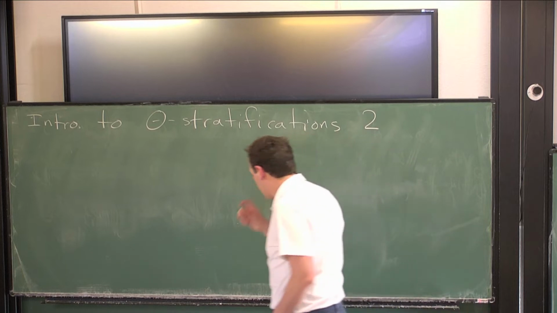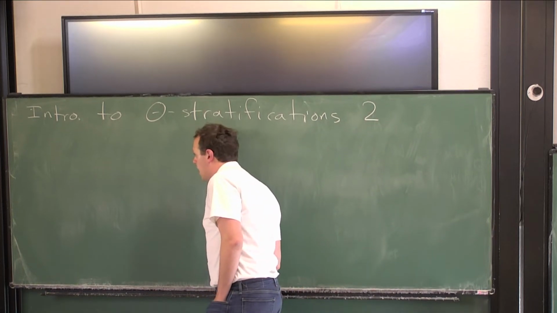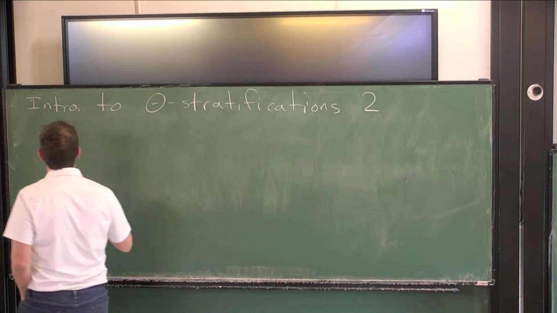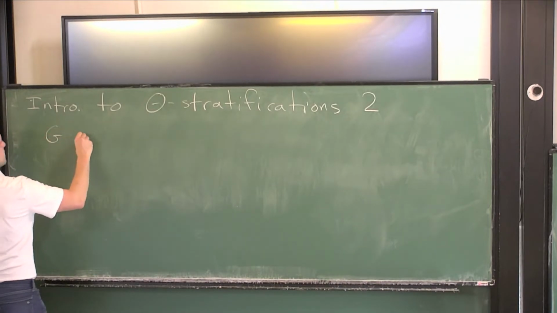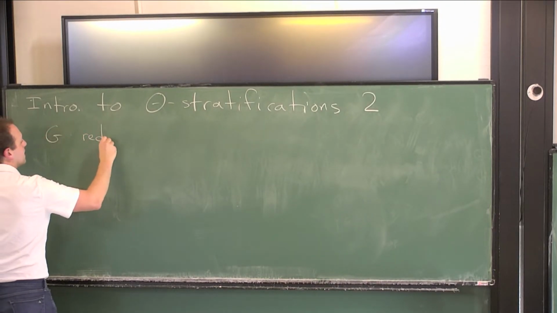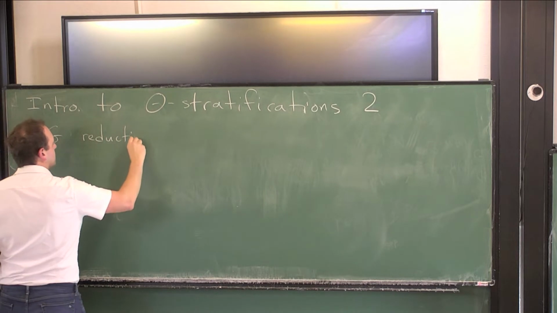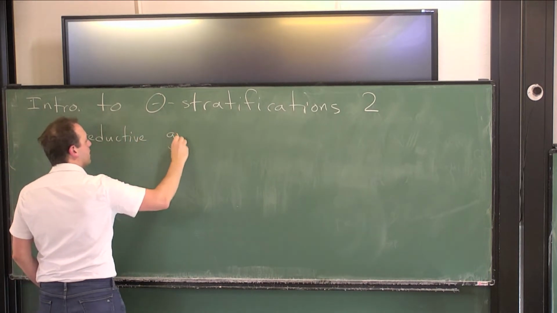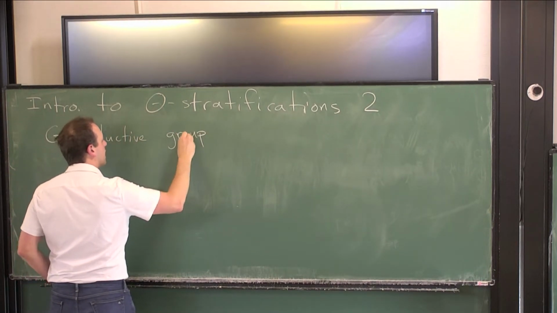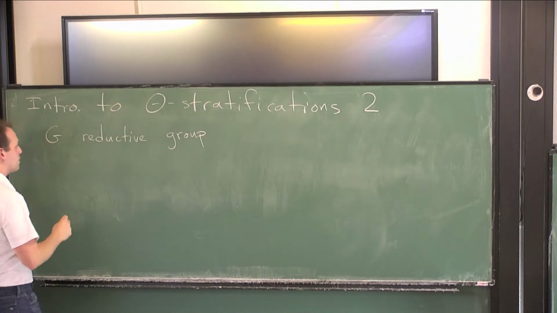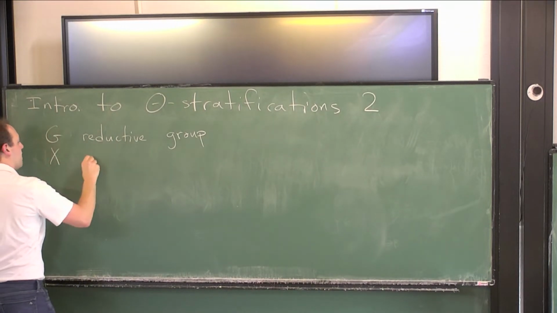So where we left last time, we were talking about this moduli problem. G is a reductive group. I'll just fix a base field of characteristic 0. I realize there might be some terminology; I mean, this G is an algebraic group. X is an affine G-scheme.